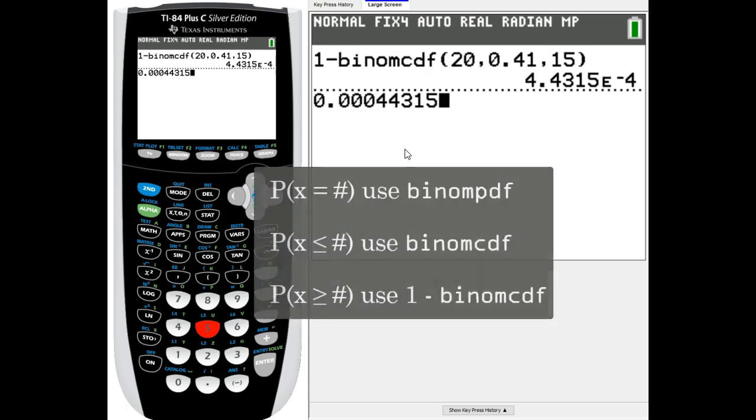So that's it for using your TI-84 Plus for the binomial distribution. Just as a reminder, if it is x equals a value, you'd use Binomial PDF. If it is less than or equal to a value, then you'd use Binomial CDF. And if x is greater than or equal to some number, then you would use 1 minus Binomial CDF.